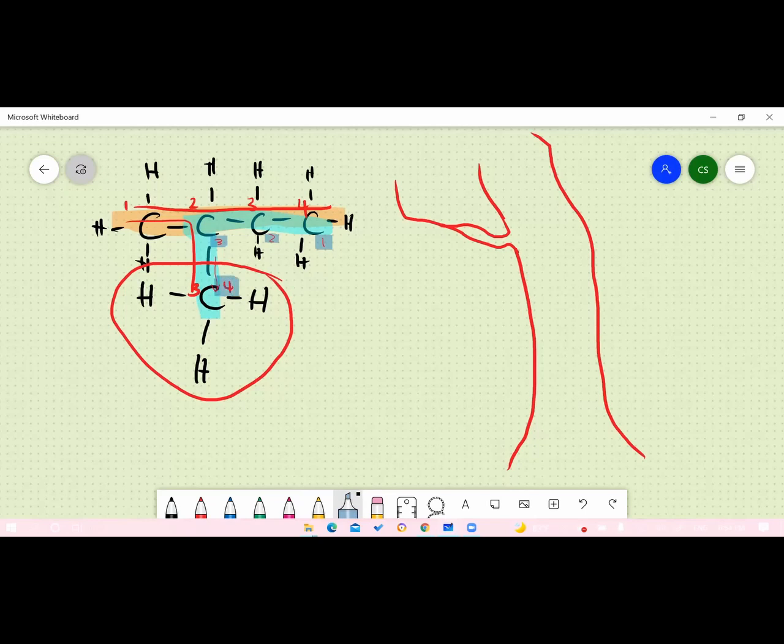So that means that this group here could be a branch if you take this 1, 2, 3, 4 chain as your longest. Or if you use the blue chain as your longest chain, then your branch would be this methyl group, the carbon with the three hydrogens. Clear?